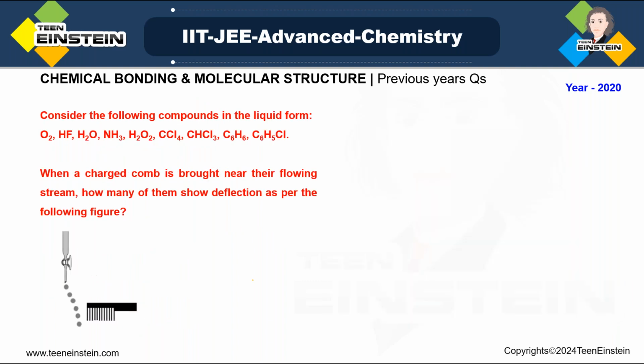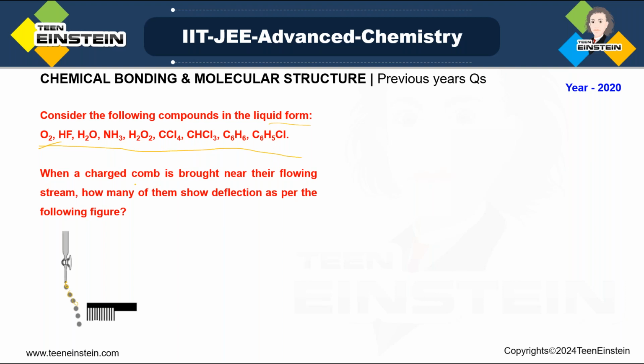Consider the following compounds in the liquid form. So all the compounds are given. You have to consider them in liquid form because some of the molecules given are not normally liquid. Just take the example of O2. It is not a liquid, but you have to consider it in liquid form. Why? Because if you look at this picture, there is a burette and some liquid is dropping. So it is not possible with a gas. It is possible only with a liquid. So you consider all of them as liquid.